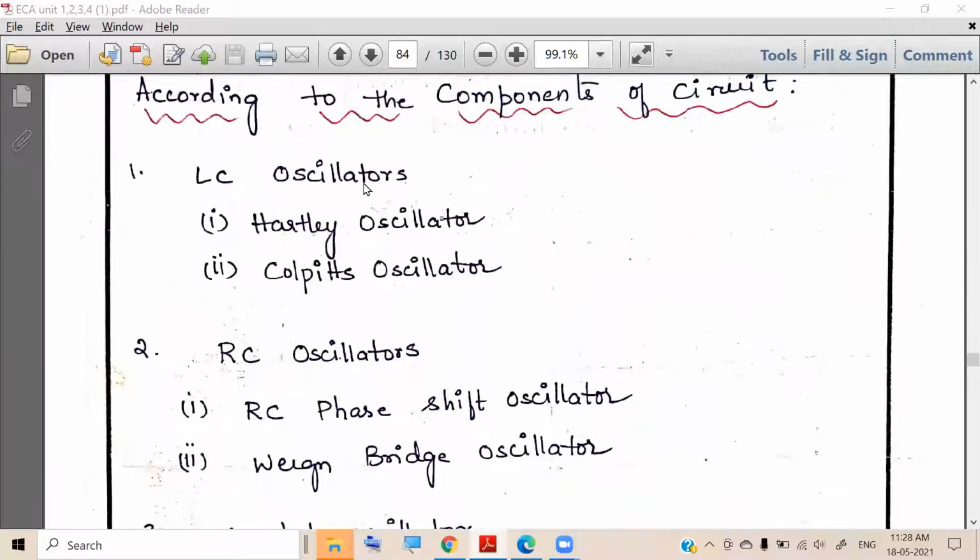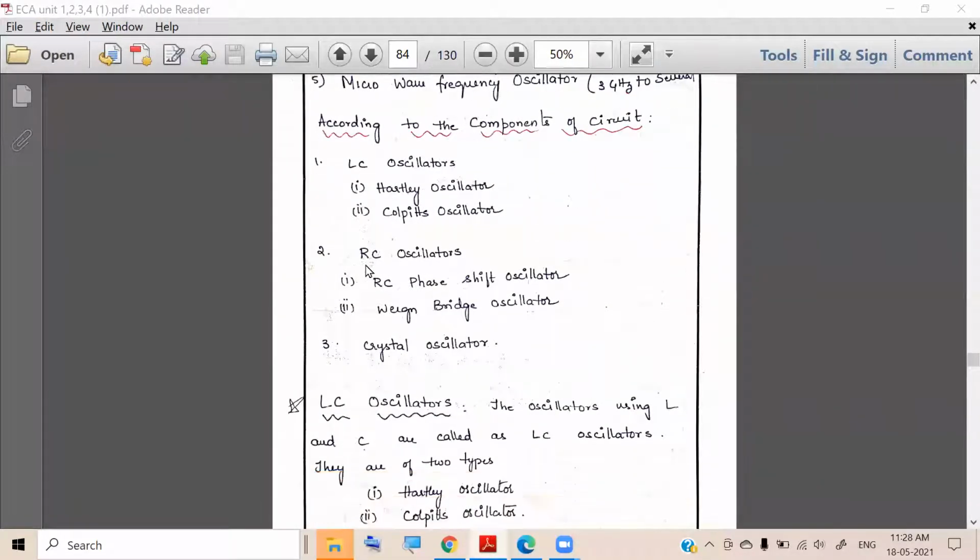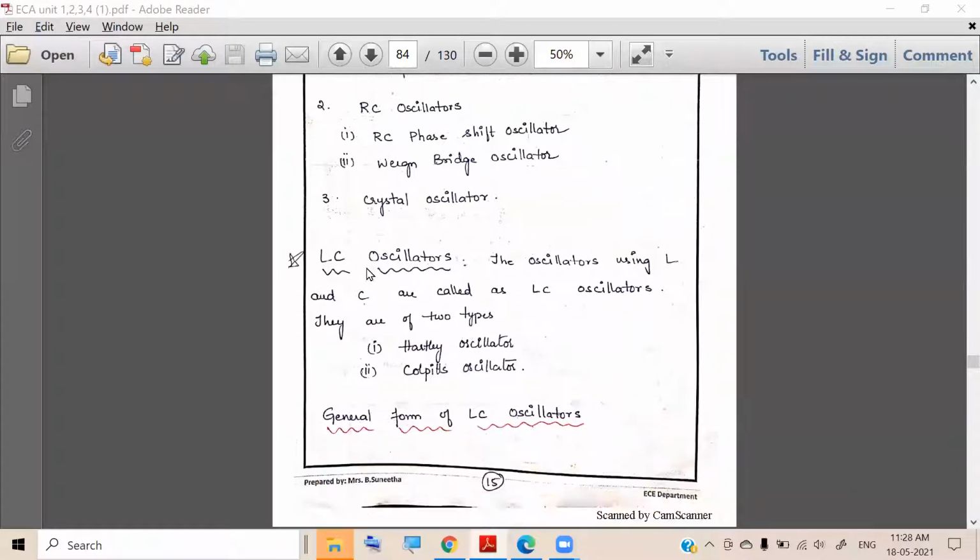Under LC oscillators, we have two categories: Hartley oscillator and Colpitts oscillator. The structure of these two oscillators is somewhat the same. In a Hartley oscillator we have two inductors and one capacitor, whereas in a Colpitts oscillator we have two capacitors and one inductor. So let us quickly go and see the circuit diagrams of Hartley oscillator and Colpitts oscillator.